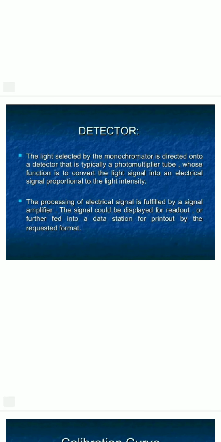Detector. The light selected by the monochromator is directed onto a detector, typically a photomultiplier tube, whose function is to convert the light signal into an electrical signal proportional to the light intensity. The processing of the electrical signal is fulfilled by a signal amplifier. The signal could be displayed for a readout or further fed into a data station for a printout in the requested format.